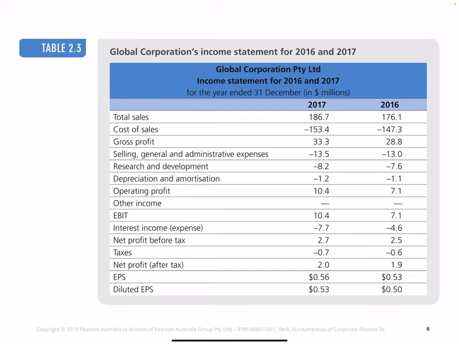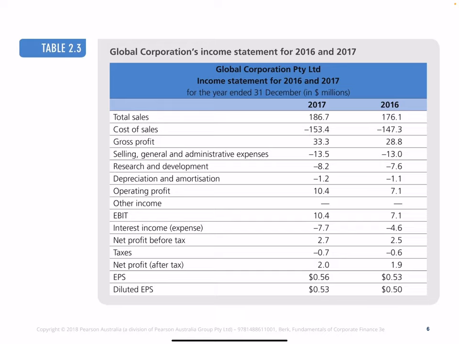So we have total sales, then cost of sales, and the difference gives you gross profit. Then you minus the selling, general and administrative expenses, for example your staff salary, and then minus the R&D cost and take away the depreciation and amortization. That gives you operating profit. And if there's no other income, that becomes your earnings before interest and tax, EBIT.